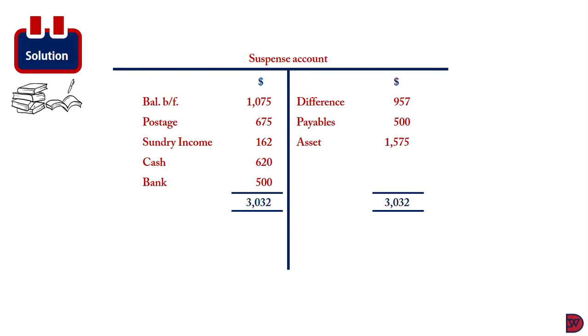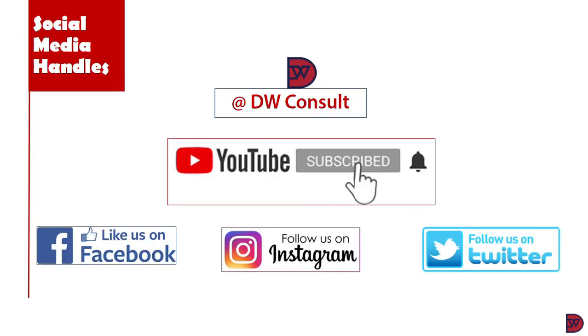So when we close the account, the balances for the debit equal that of the credit, meaning that all the errors that cause the trial balance not to agree has been sorted out. People, that is where we bring our discussion to a close.